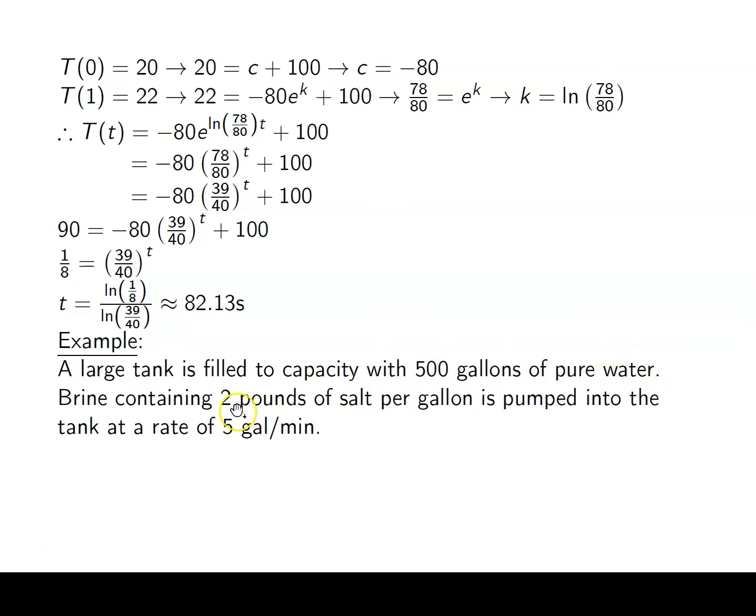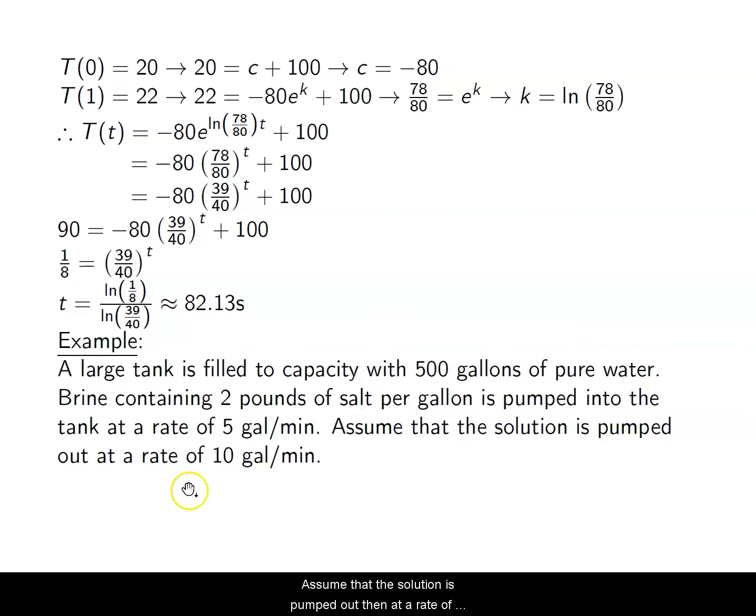Okay. A brine mixture that is 2 pounds of salt per gallon is going to be pumped into the tank at a rate of 5 gallons per minute. We're going to assume that the solution is pumped out then at a rate of 10 gallons per minute. So the amount coming out is more than the rate coming in, right? So ideally, it makes sense that sooner or later our tank is going to end up being empty, because it's draining or being pumped out faster than something is flowing in.